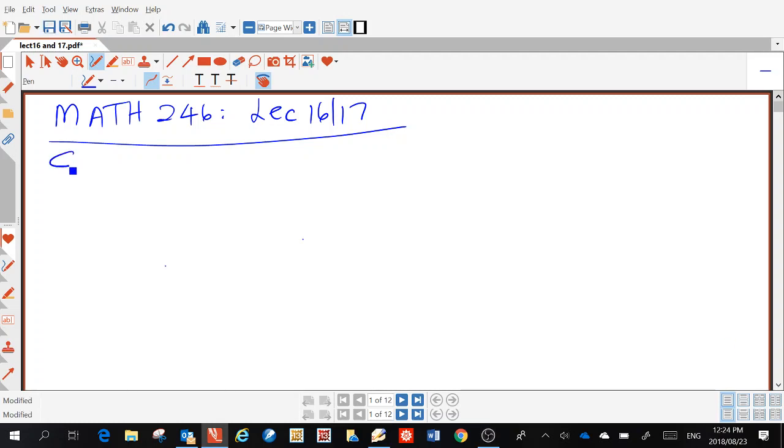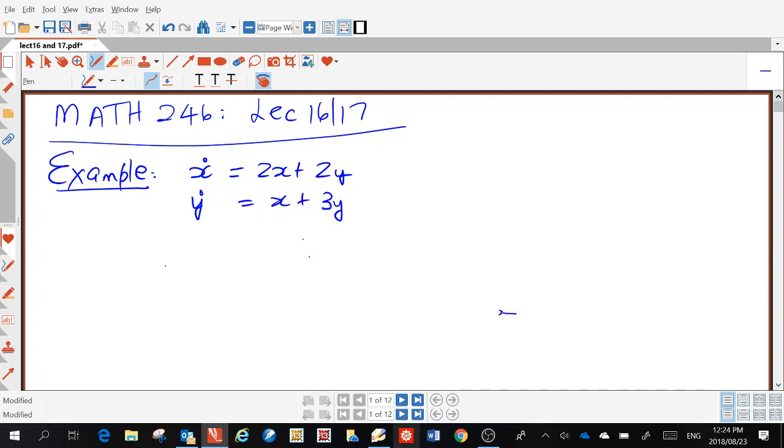So let's take an example of the type x dot equals 2x plus 2y, and y dot equals x plus 3y. I use the same example. And let's say there are certain initial conditions: x of 0 is 2, y of 0 is 1. So what we want to do is to try to solve the system.